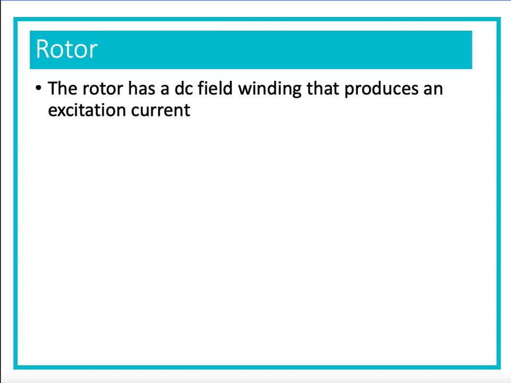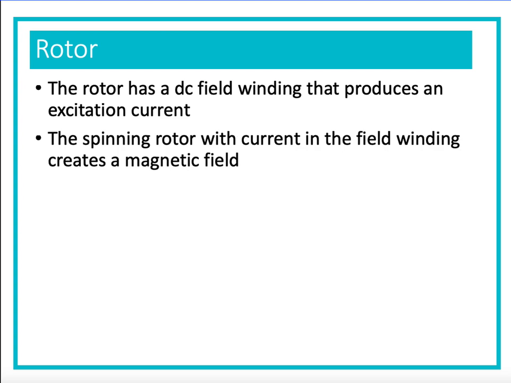But in the rotor now, the rotor has a DC field winding that produces a current, an excitation current. And it requires that to sort of get everything going. As the rotor spins, the current in the field winding, that's where the magnetic field comes from.